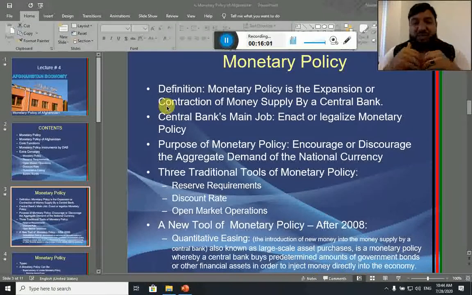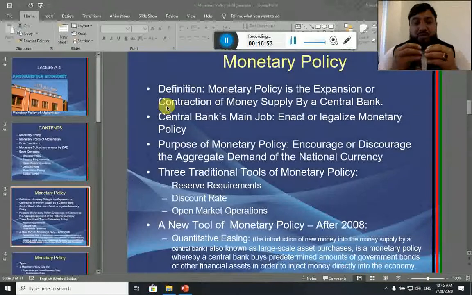So when the discount rate increases, the commercial banks stop borrowing more money from the central bank, because if they borrow, they have to pay more profit on that. So the cost is more, and that's why they stop borrowing money. With the help of this, money supply is stopped, demand is discouraged, and this is called contraction of the money supply. Why does the central bank do this? In order to discourage the aggregate demand of the money supply. When they decrease the discount rate, they do it for the purpose of expanding the money supply and to encourage the aggregate demand of the national currency.